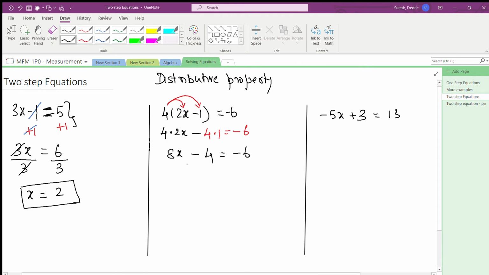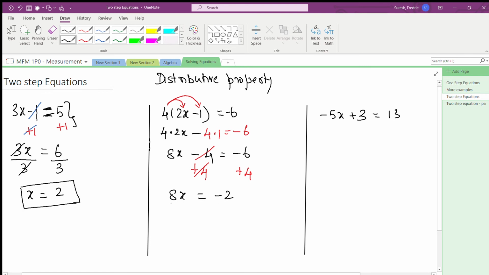Now again, like the last problem that we did, I need to get rid of this subtraction by 4, and so the opposite of subtraction is addition. So I'm going to add 4 on both sides. So when I do that, the 4 cancel out, and what I have now is 8x equals the -6. If I add a 4 to it, I get a -2.